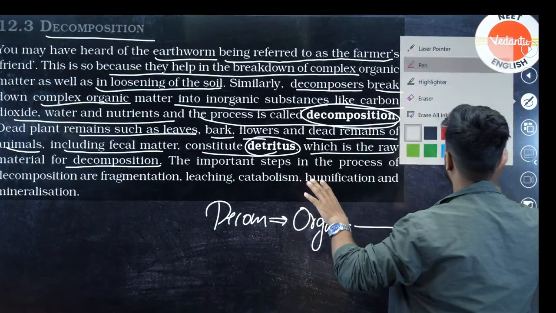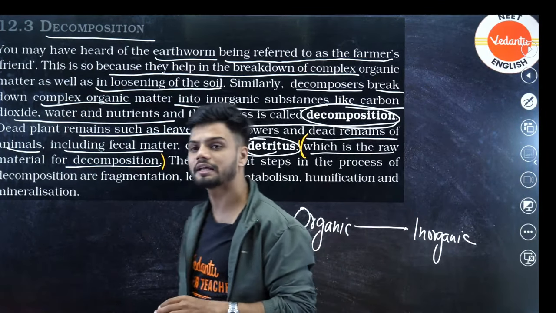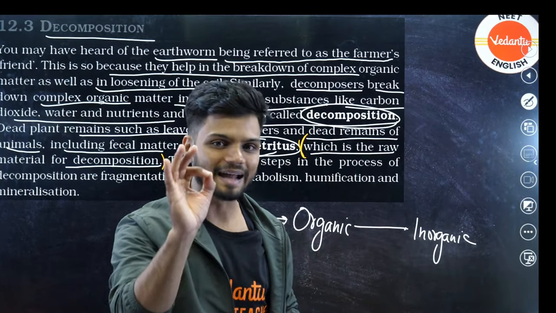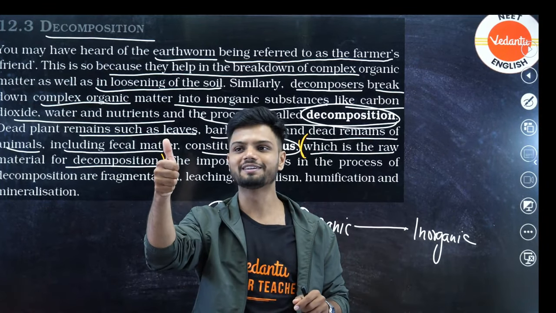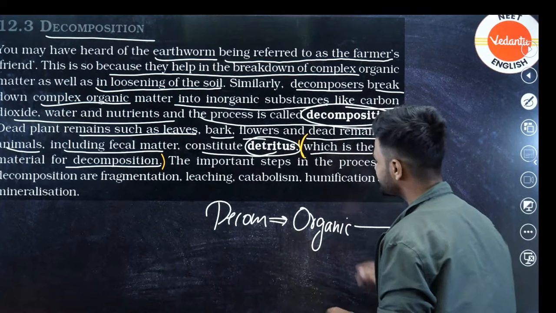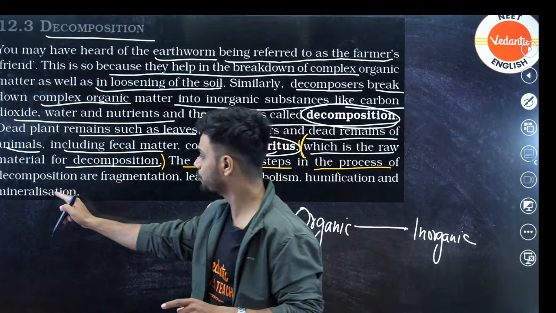This question can come to all of you. What is the raw material for decomposition? You should tell me, detritus is the raw material for decomposition. Done? Yes.